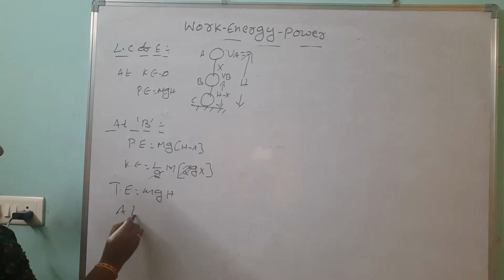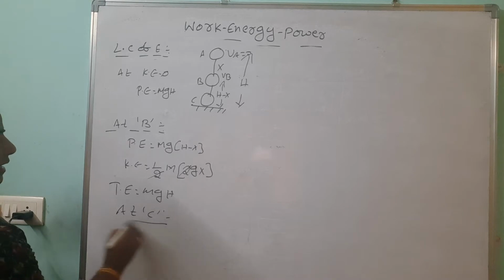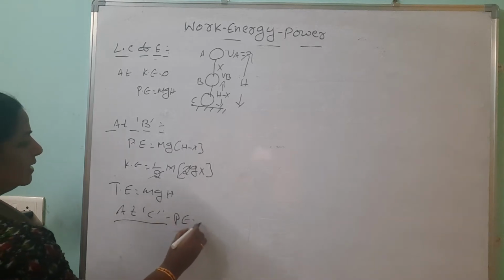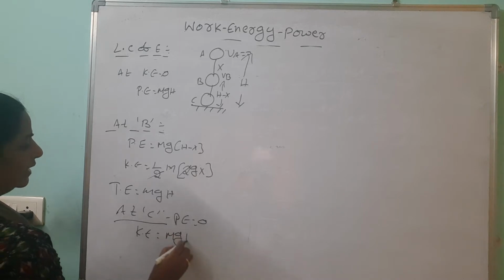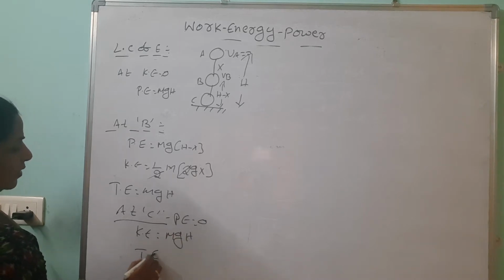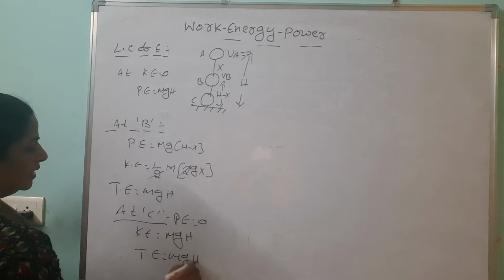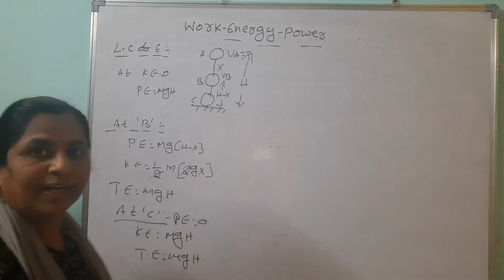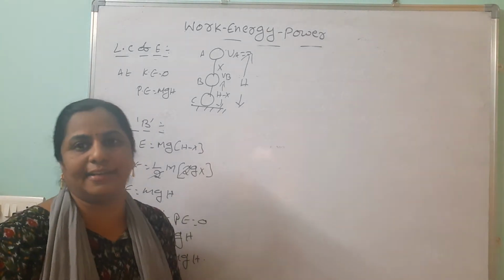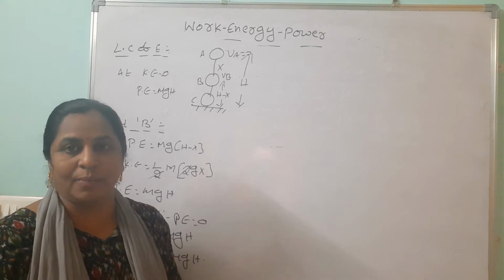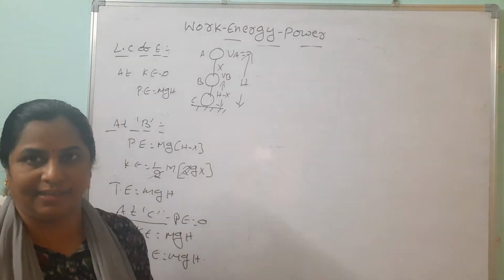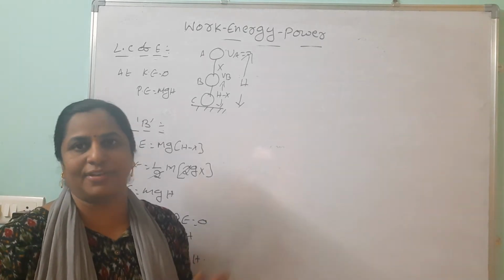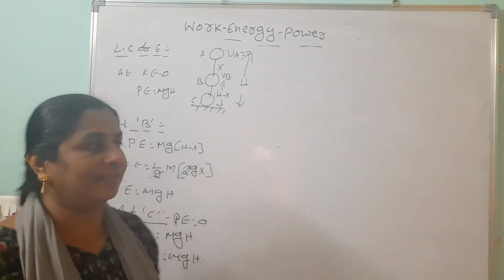Like that at C, it is on the ground, which means clearly potential energy is 0, but kinetic energy after simplification we are getting mgh only. So once again total energy is how much? mgh. So from this what you are understanding is at A the entire energy is in terms of potential energy, and at C the entire energy is in terms of kinetic energy. So this is the law of conservation of energy in the case of a freely falling body.